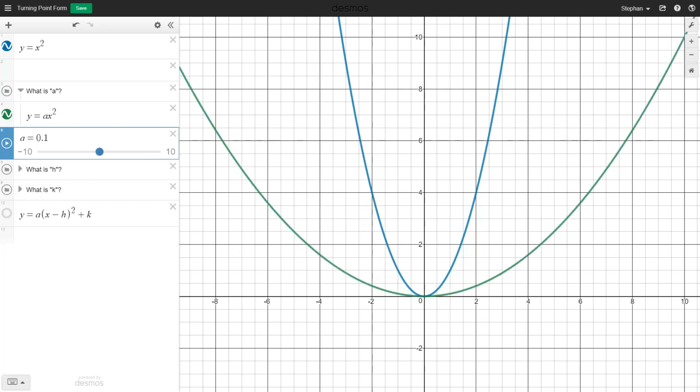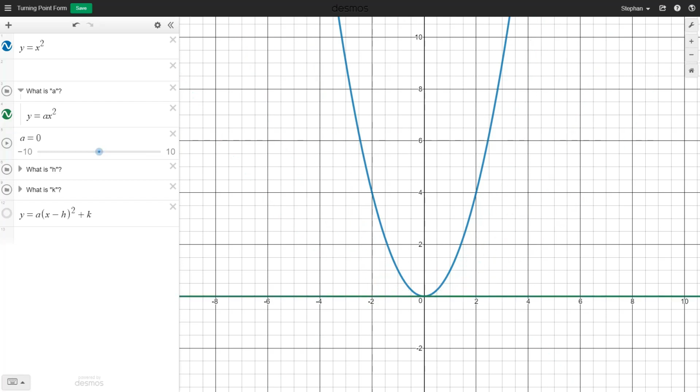At 0, we no longer have a parabola. It's just a straight line across the x-axis. The reason is that if A is 0, then our equation y equals ax squared will be y equals 0 times x squared, and anything times 0 is 0. So that's why we don't have a parabola at that point.